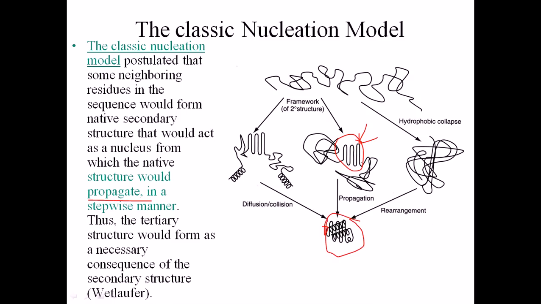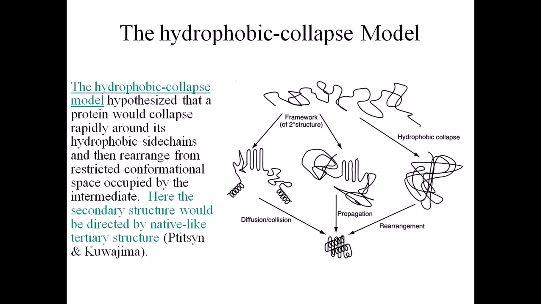Okay, so this is called the propagation, because we start to make a nucleus, which is the starting point of the protein. Then we are arranging other amino acid sequences onto the nucleus to make the strong and stabilized structure of the protein. And the third model is called the hydrophobic collapse model.